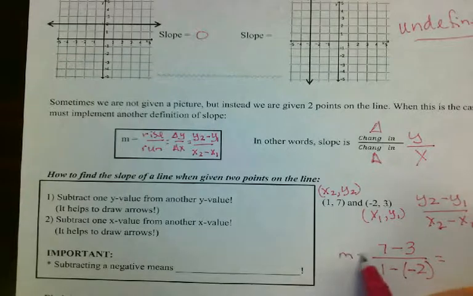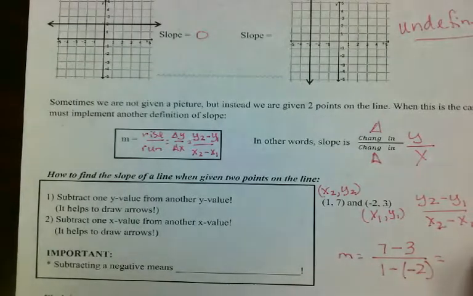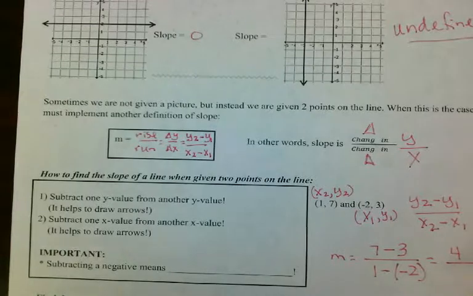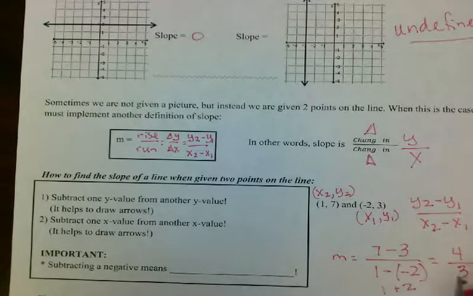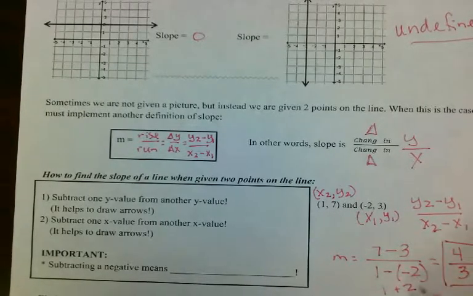Now the numerator is pretty simple to solve for. We just have 7 minus 3, which gives us 4. Now this is where we need to be careful. Whenever I'm subtracting a negative number, you need to think of it as a negative and a negative, and anytime I have 2 negatives, it turns into a positive. So this is really 1 plus 2, so my denominator is going to be 3. So my slope in this case is 4/3.